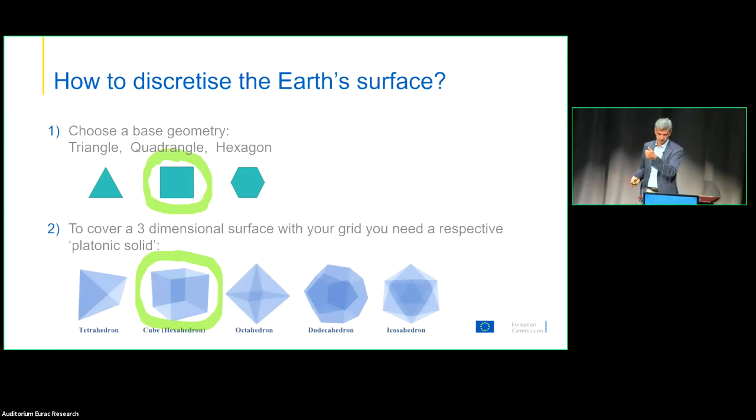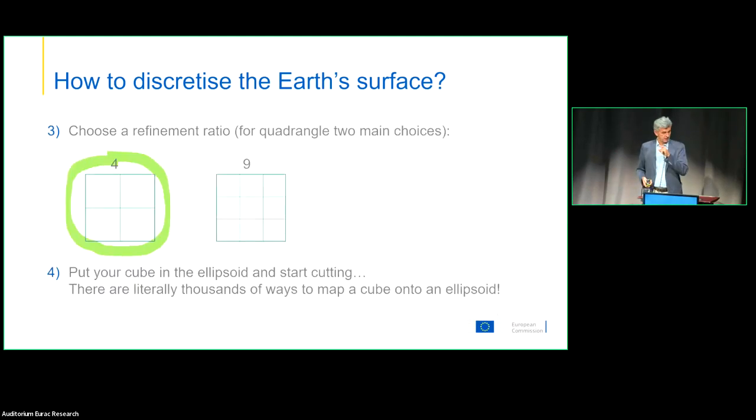If you want quadrilateral cells, the only choice you have to fill an ellipsoid without gaps is a cube. You put the cube inside and you map on the faces. If you then want it to be hierarchical, there are only two options in rectangles, and that is division by 4 or division by 9.